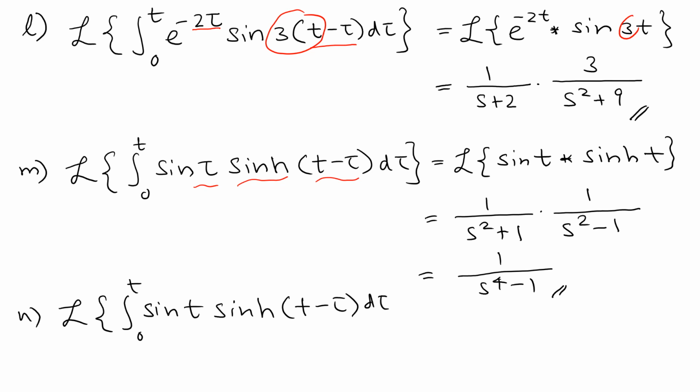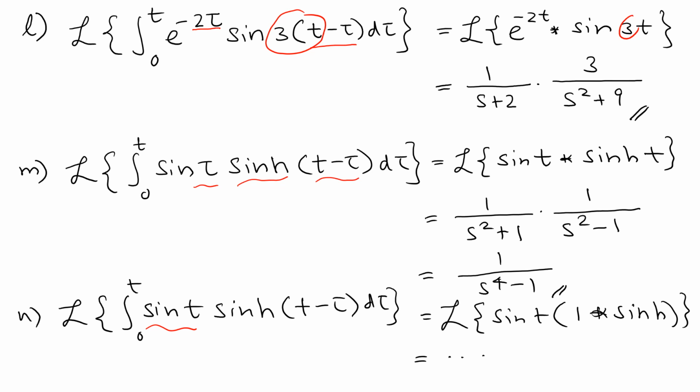If you see this problem, you can see that sine t is a constant with respect to tau, so you can pull it out. You can write this as the Laplace transform of sine t times the convolution between 1 and sinh. See whether you can do this one. I'm going to let you try this, and if you know how to do it, you can put the answer in the comment section.